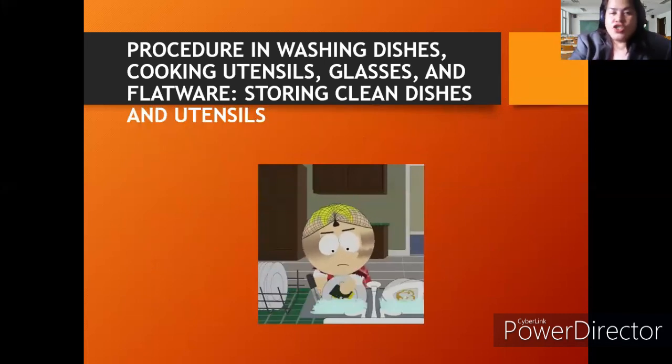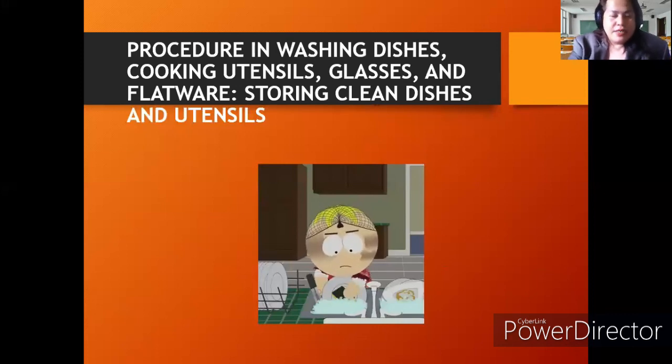Procedure in washing dishes, cooking utensils, glasses, and platters, storing clean dishes and utensils. So, most dishes can either be washed by hand, of course, in the sink, or using a dishwasher. Especially in food establishments, syempre, dishwashers ang ginagamit nila.